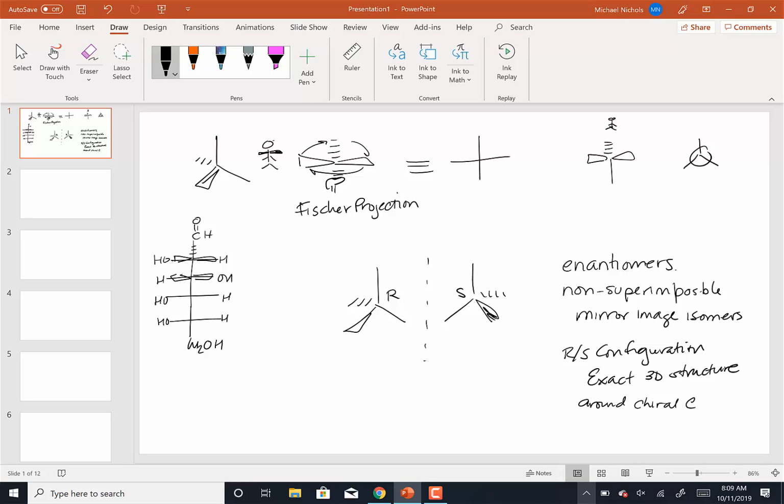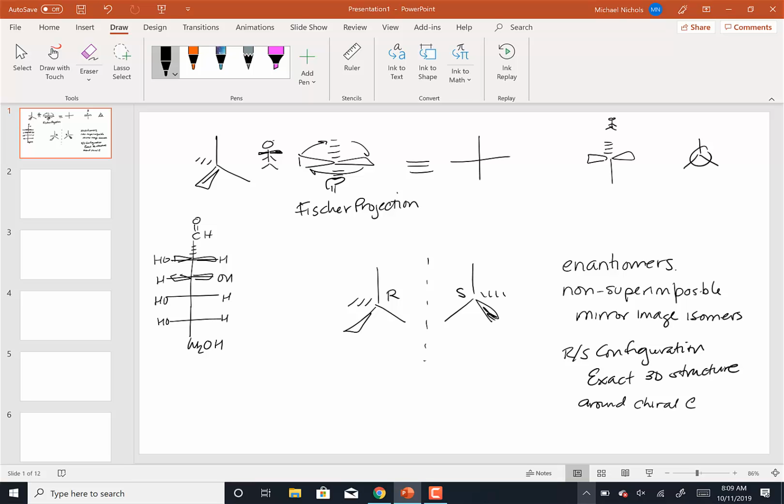So when we're determining R and S for a chiral carbon, what we're doing is we're determining the exact 3-dimensional way that those 4 groups are arranged around the chiral carbon. And they can either be R or they can be S, and R and S then are mirror images of each other. So when you have one chiral center, you only have one configuration because you only have one chiral center.